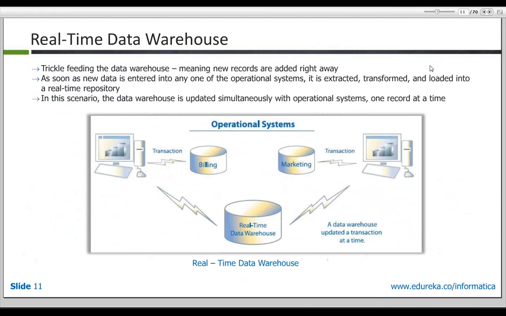But again, to understand this real-time data warehouse, it is talking about the trickle feeding the data warehouse. Means we are accessing the real-time information, updating it, and getting the results. Okay, so as soon as the new data is entered into one or other operational system, it is extracted, transformed, loaded into the real-time repository. That real-time repository is not a data warehouse, but a common place from where maybe you can use that information for sending out the alerts. I had explained about the ATM example there.